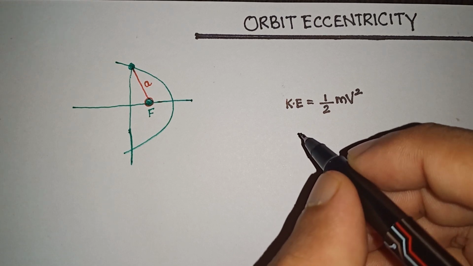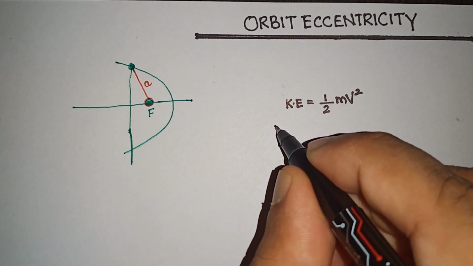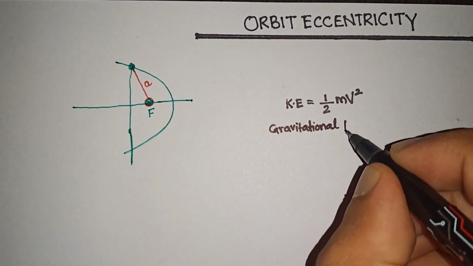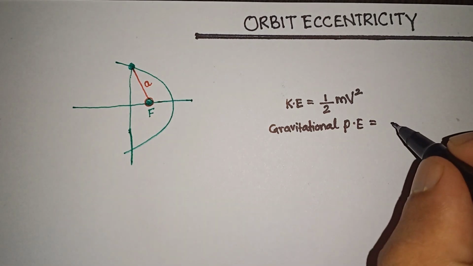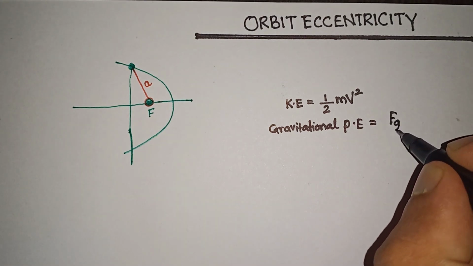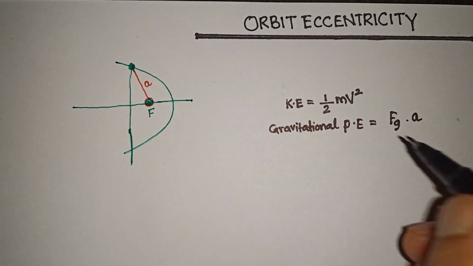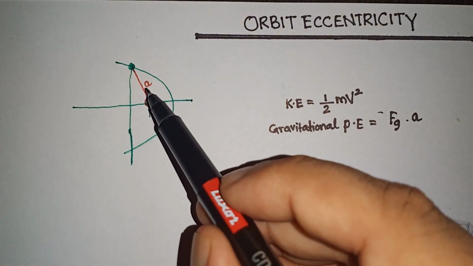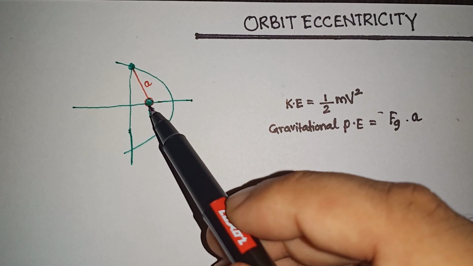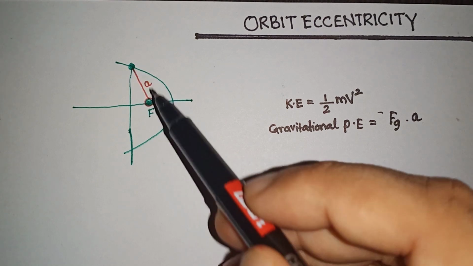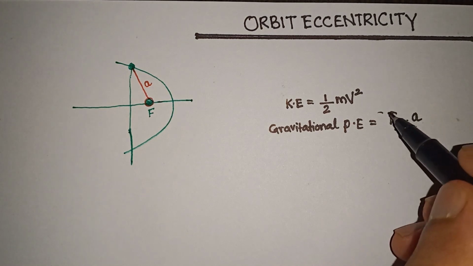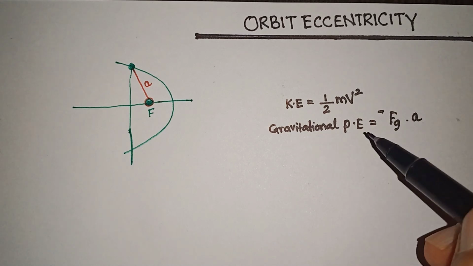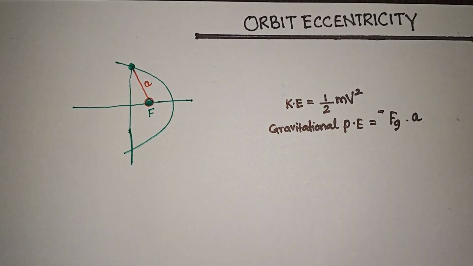Now we have the gravitational potential energy, which is given by the gravitational force into the distance a. Definitely this is going to be a negative quantity, as you know, because this a is the separation between the bigger mass and the smaller mass, within the gravitational field. There is always work done moving against the gravitational field, which is called the gravitational potential energy by definition. So definitely this is a negative quantity.